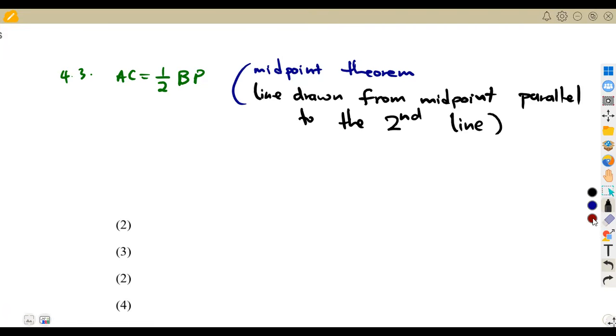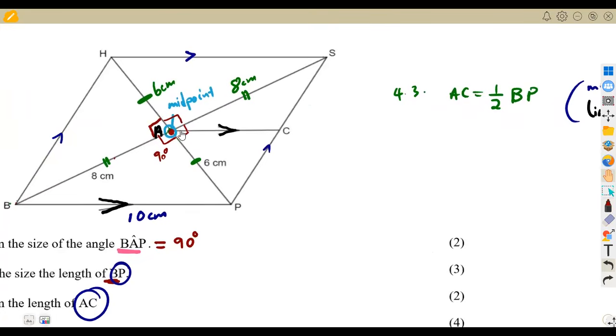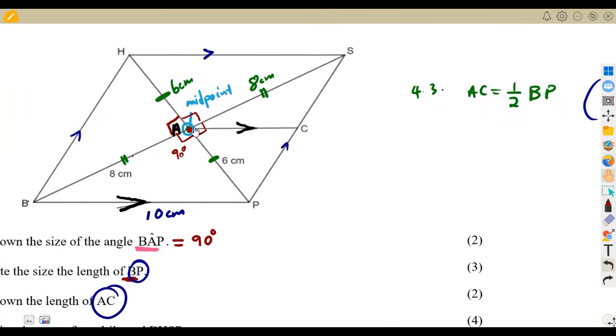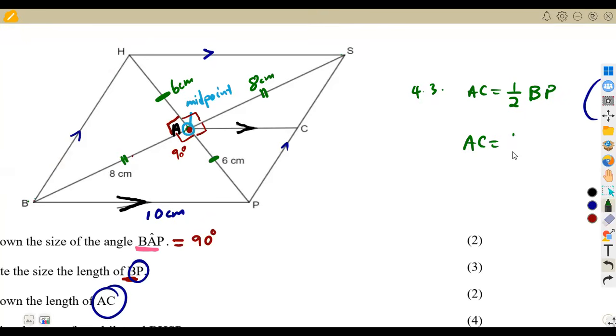All right, which is actually the opposite side. This side here is just the one that is opposite to, okay? So considering what we are seeing, AC is from the midpoint, parallel to BP, therefore AC is going to be half of BP. From B to P, we consider AC equal to half of BP, which is 10 centimeters.